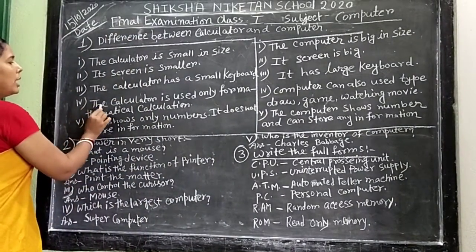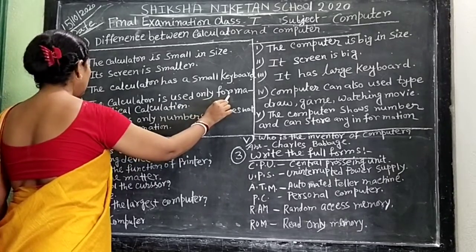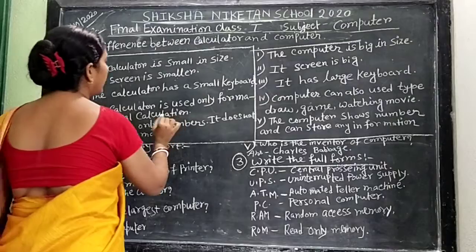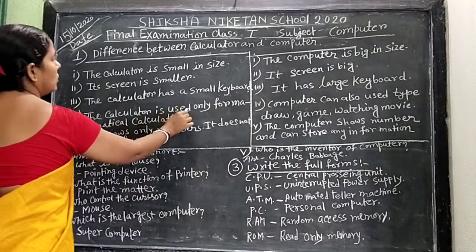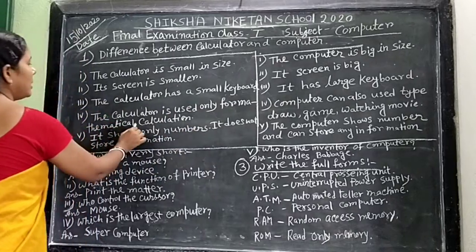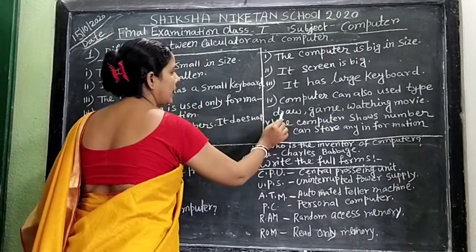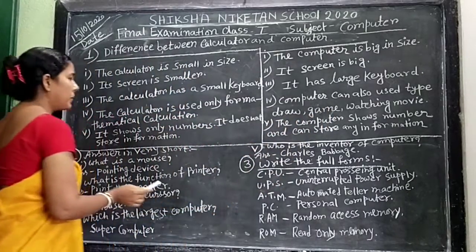Number 4. The calculator is used only for mathematical calculation. The computer can also be used to type, draw, play games, watch movies, etc.